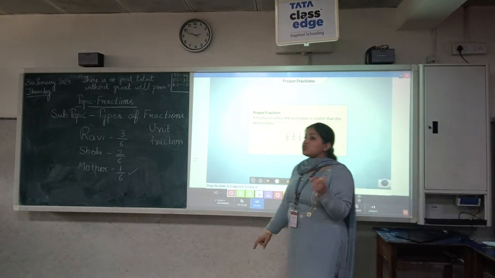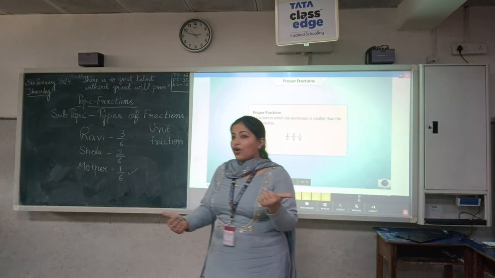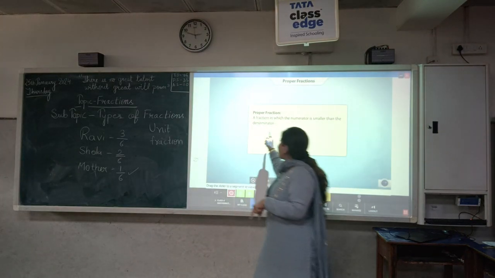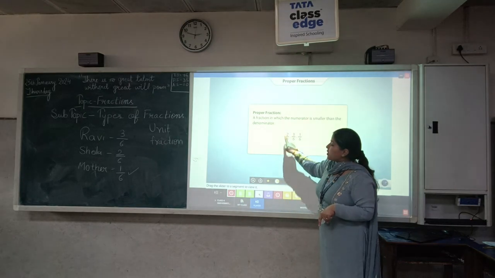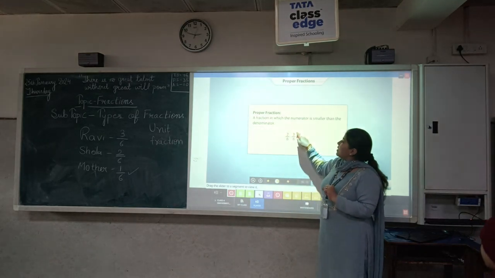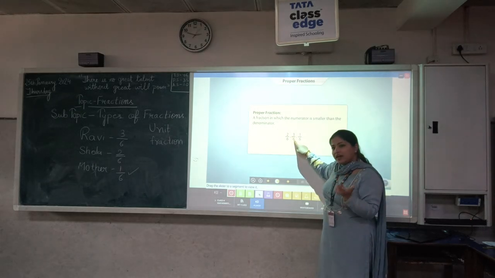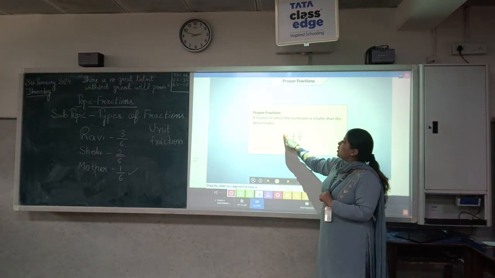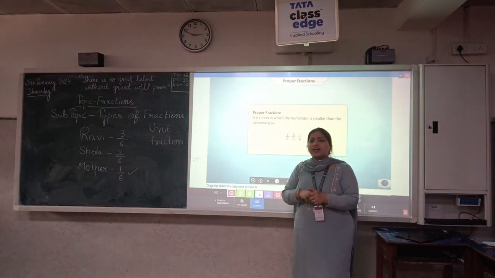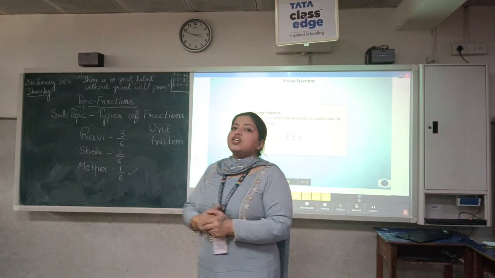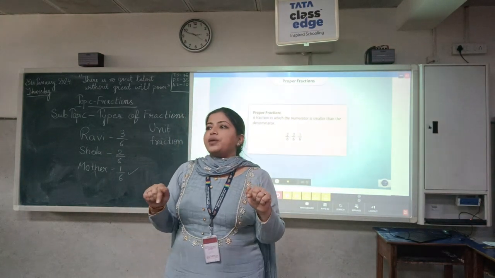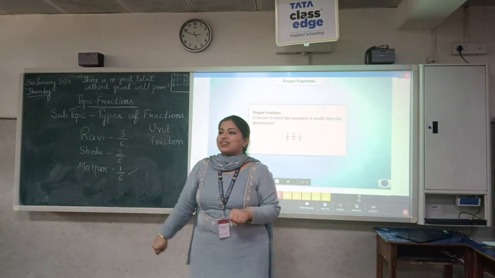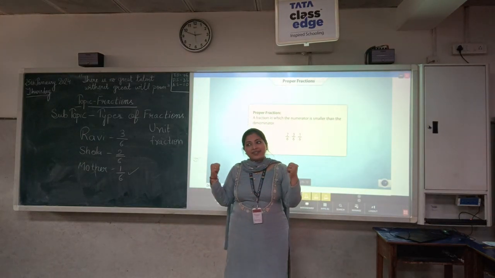Yes, the unit fraction is also known as a proper fraction because still the numerator is smaller than the denominator. You can see that 2 is the numerator and 6 is the denominator. Here 3 is the numerator and 6 is the denominator. 1 is the numerator and 6 is the denominator. So what you have observed is that all the numerators are smaller than the denominator. So it means when the numerator is smaller than the denominator, it is called a proper fraction.